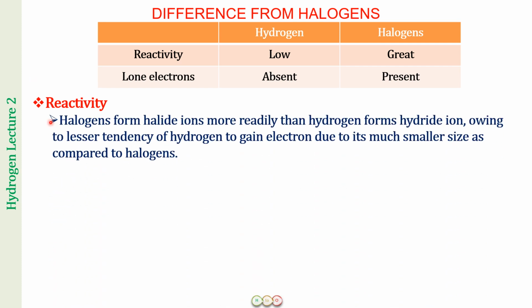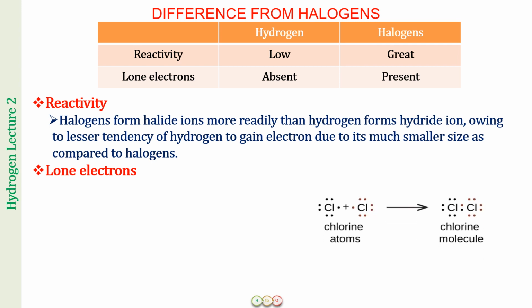Halogens form the halide ion more readily than hydrogen forming the hydride ion, and this is owing to the lesser tendency of hydrogen to gain the electron due to its much smaller size as compared to the halogens. The incoming electron is repelled by the electron which is already present in case of the small sized hydrogen. Fine, I think this is clear. Now the next difference is in the presence or the absence of lone pairs. So if you look at the molecule of a halogen, we are seeing the molecule of chlorine now, there are going to be 3 lone pairs of electrons present per atom.